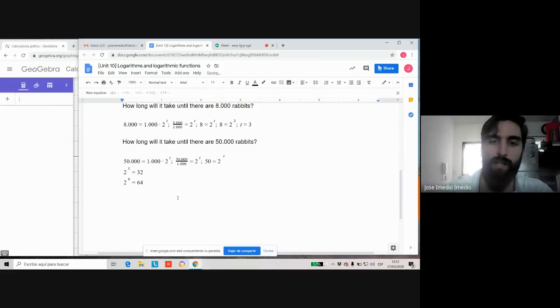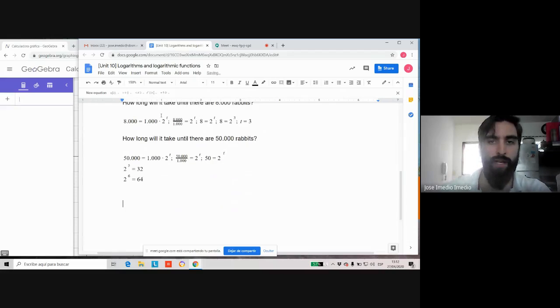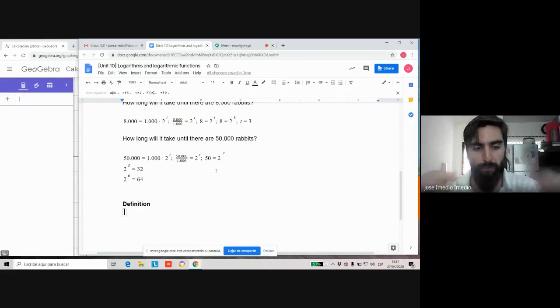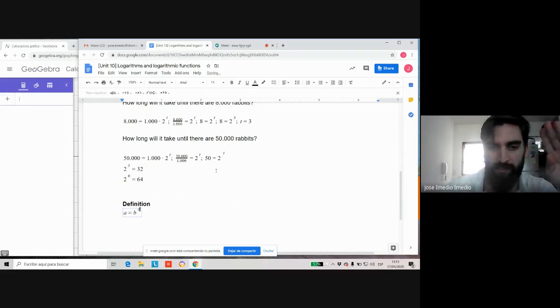So, the logarithm: let me write the definition here, and then I will solve this problem. The definition of the logarithm, I'm going to write it in terms of a formula, because I think it's more intuitive that way. This is a bit weird the way I'm going to write it, but you will understand it in the end.